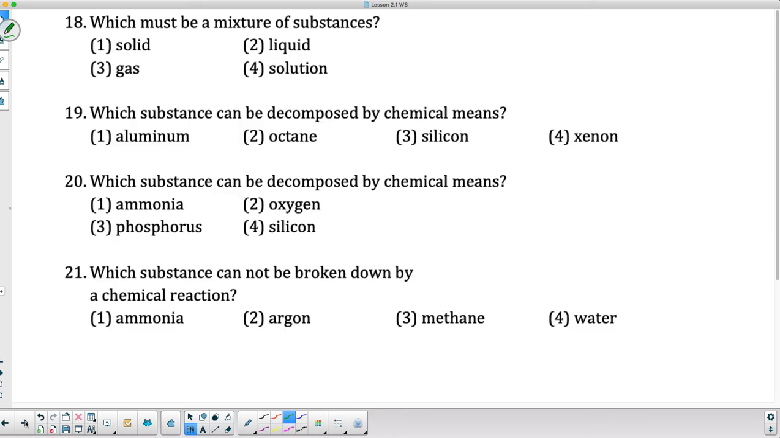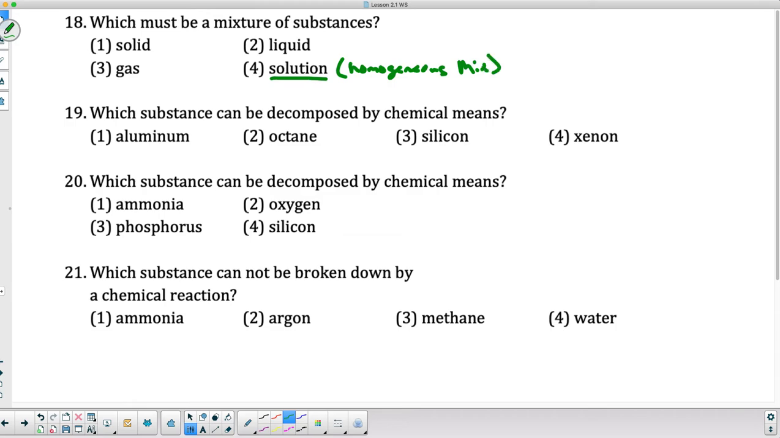Which must be a mixture of substances, a solid, a gas, a liquid, or a solution. This right here is another term for a homogeneous mixture. So that would be my answer.